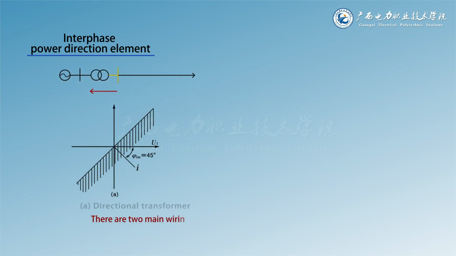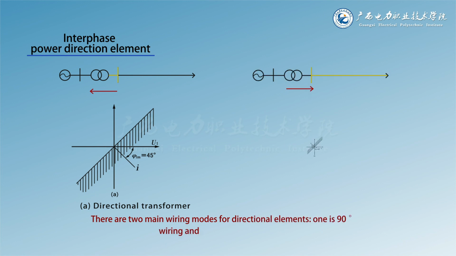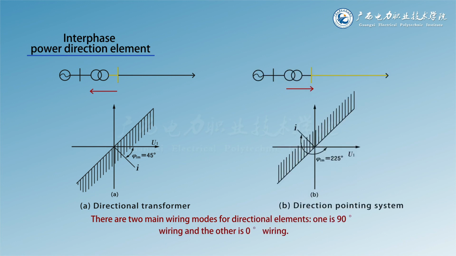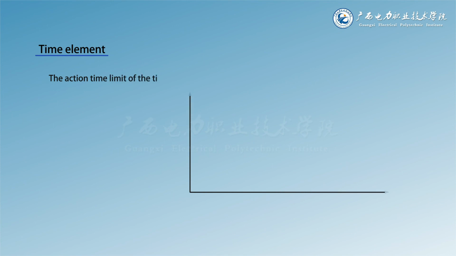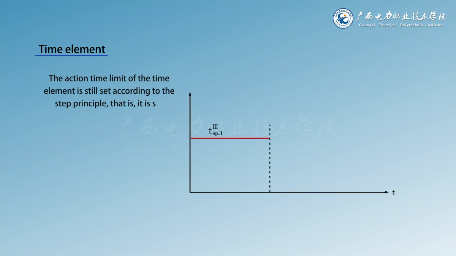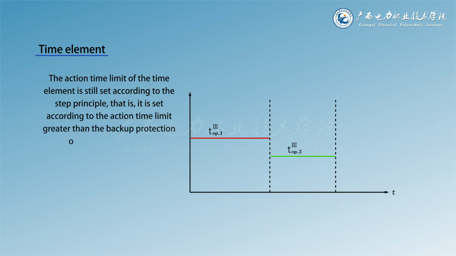There are two main wiring modes for directional elements. One is 90 degrees wiring and the other is 0 degrees wiring. The action time limit of the time element is still set according to the step principle, that is, it is set to be greater than the action time limit of the backup protection of adjacent elements.